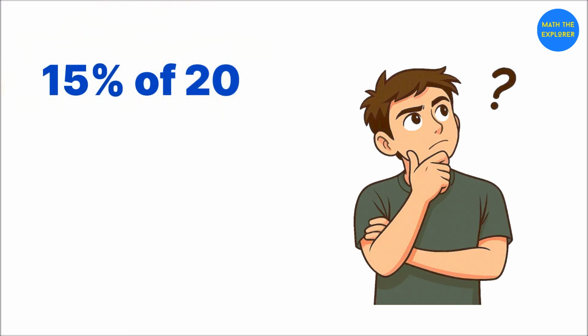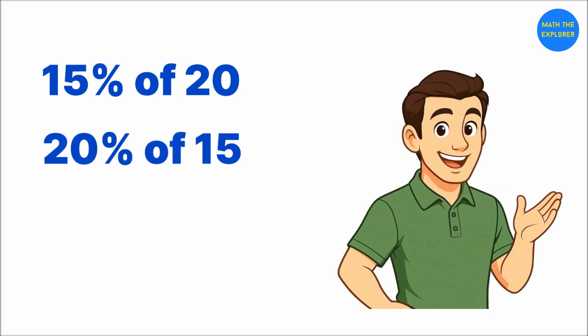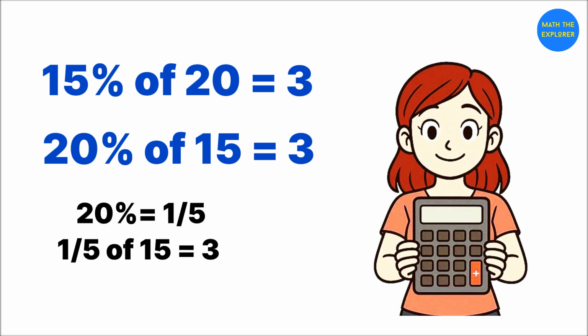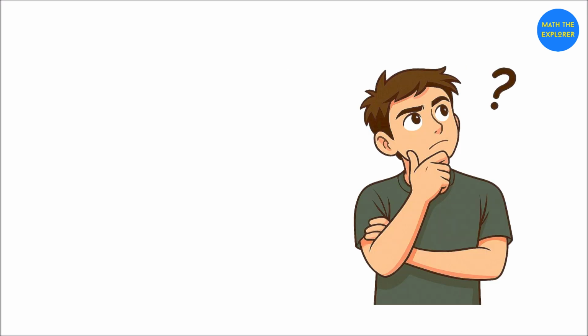What is 15% of 20? Let's go ahead and reverse the numbers. We will instead take 20% of 15. Now 20% is exactly equal to 1 over 5. 1 over 5 of 15 is equal to 3. So 15% of 20 is equal to 3. That was faster than a calculator. Lastly, let us consider a difficult one.